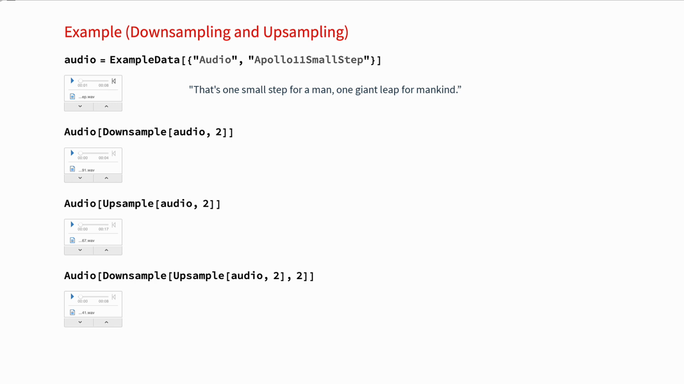If we downsample this audio, which was already upsampled by a factor of 2, we get the original signal back, since we will remove the zeros that we had added.